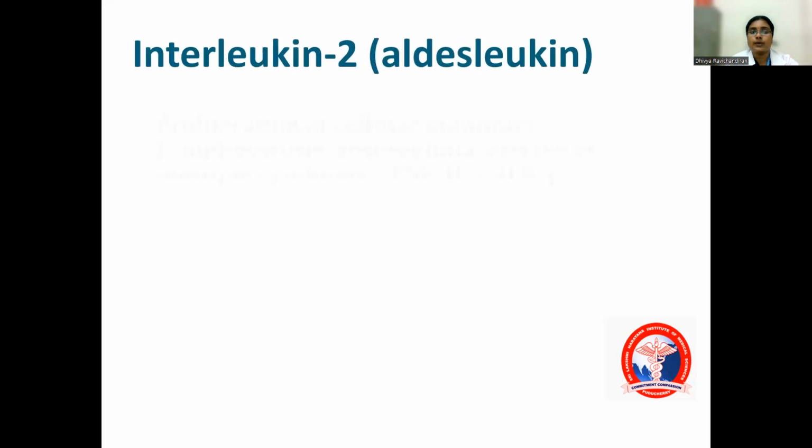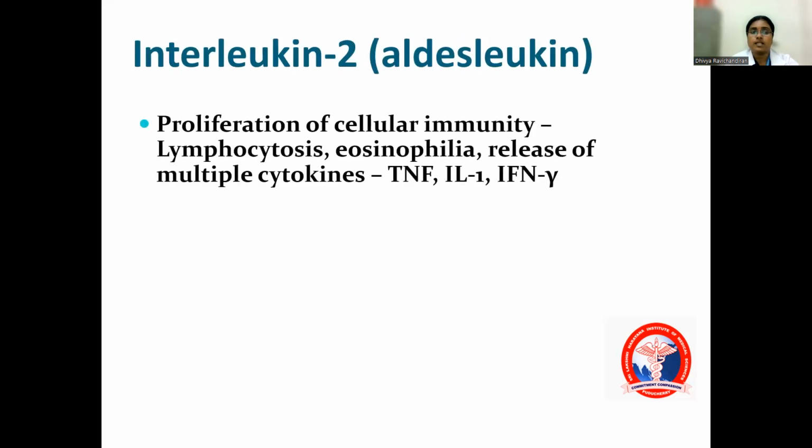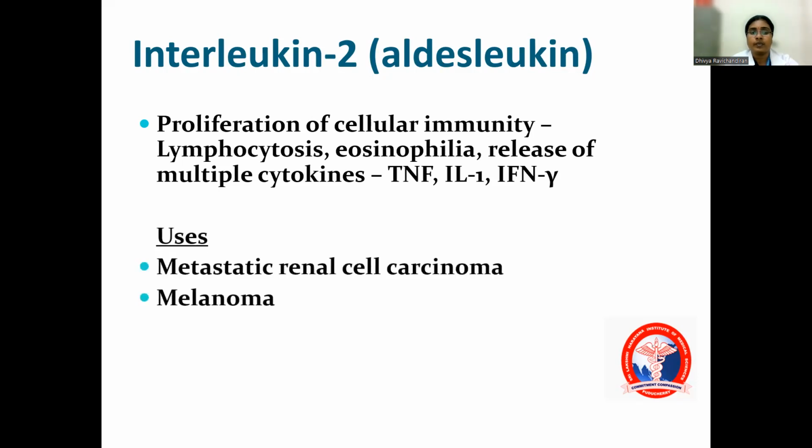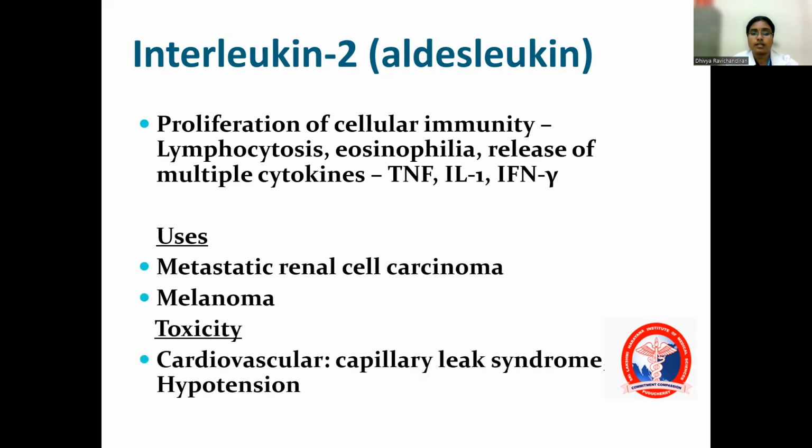Interleukin-2, which is aldesleukin, causes proliferation of cellular immunity, lymphocytosis, eosinophilia, and release of multiple cytokines like TNF, interleukin-1, and interferon gamma. It is used in metastatic renal cell carcinoma and melanoma. Toxicity is mainly cardiovascular, with capillary leak syndrome, which leads to hypotension.